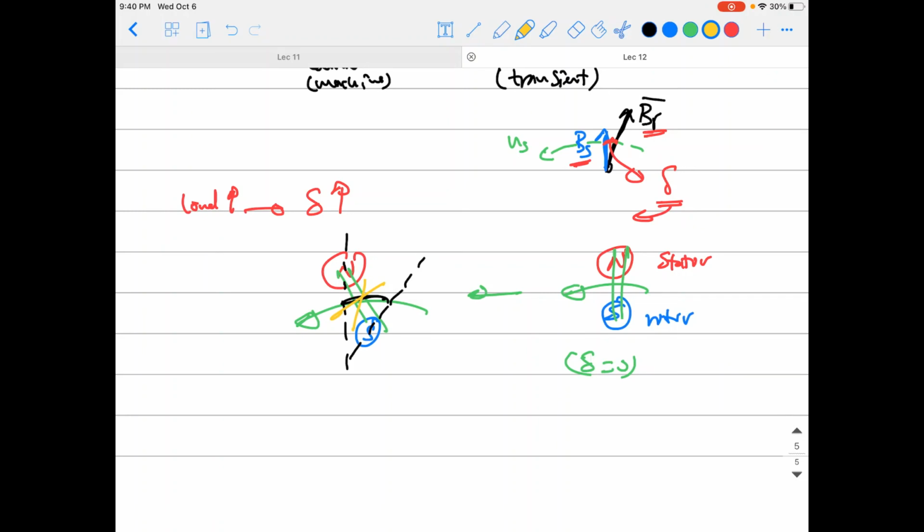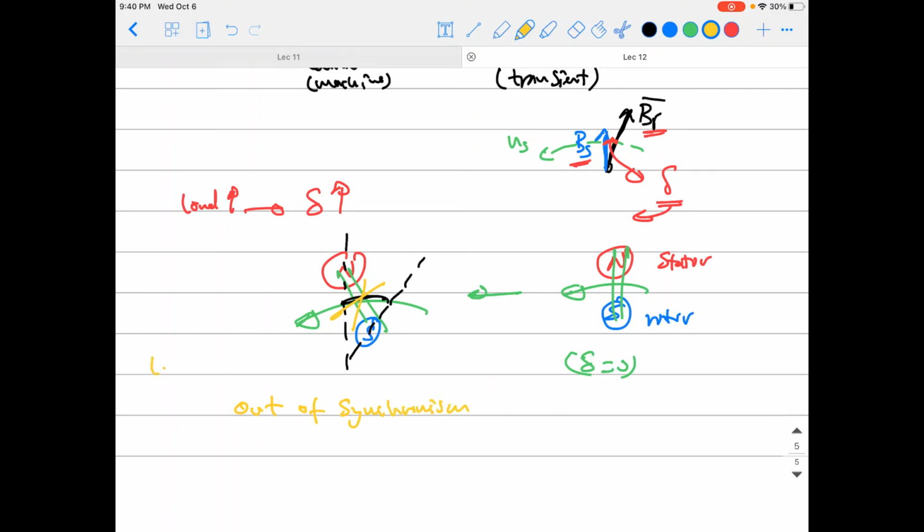So the pole of the stator and the pole of the rotor are too far away, so they cannot be coupled together anymore because the angle between them keeps expanding as the load keeps increasing. And that we call the machine going out of synchronism.